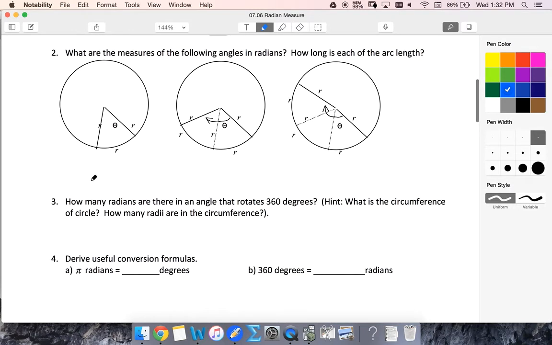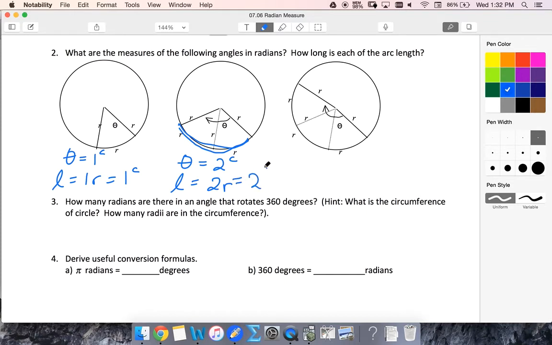All right, so coming down here, the measures of these angles in radians. Well, this arc length is 1 radius. That must mean that theta is 1 radian. And then my arc length, I could say is 1 radius. Or I could measure my arc length in terms of the angle, so it's also 1 radian. This one now, I see an arc length of 2 radii. That must mean my angle is 2 radians. So the arc length I could either say is 2r in terms of centimeters, or whatever unit we're measuring with, or it's the same as 2 radians.